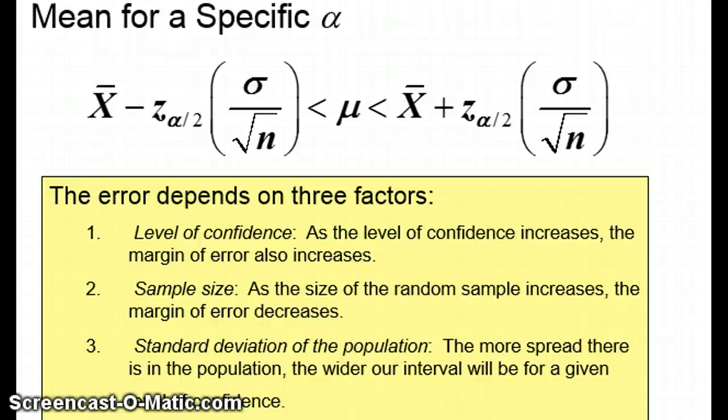And so the error completely depends on the level of confidence that you pick. As the level of confidence increases, the margin of error increases. As the sample size increases, the margin of error decreases, and it also depends on the standard deviation of the population.